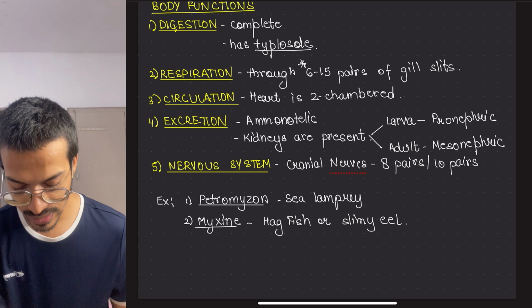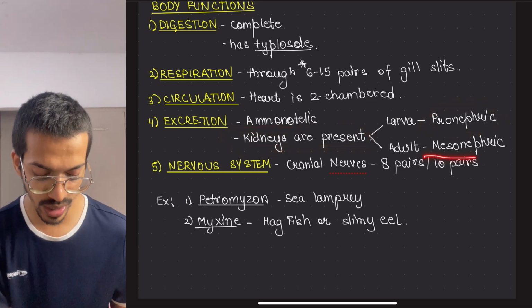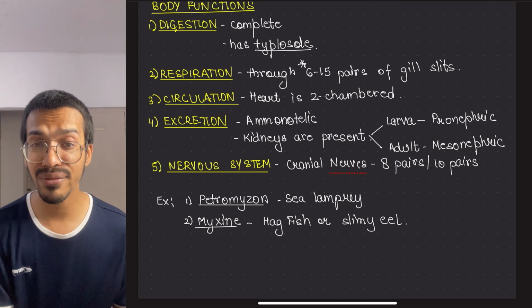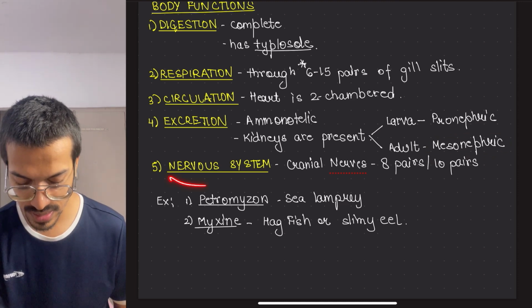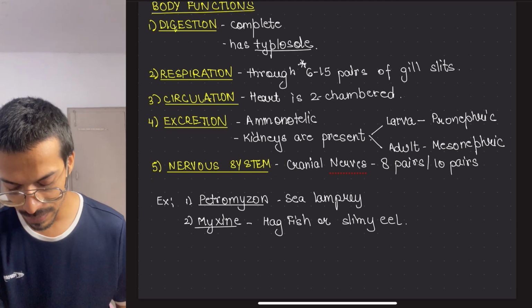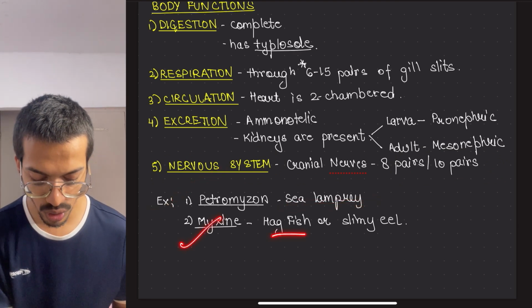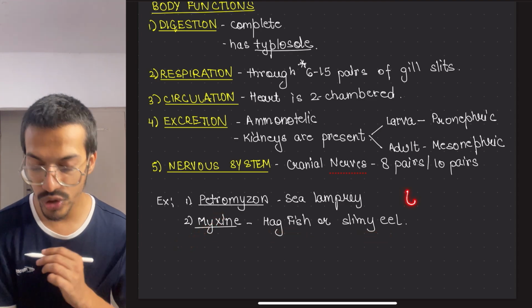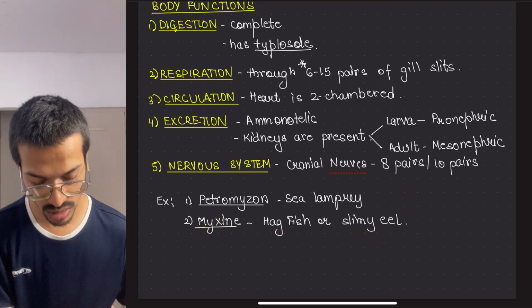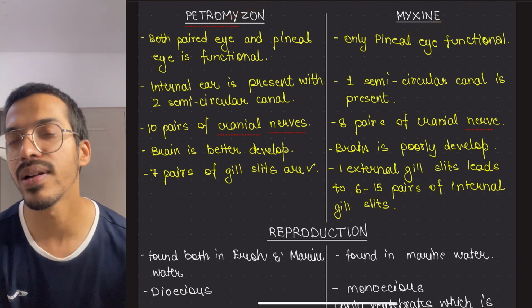Then comes the kidneys: in the larva they are pronephric, in the adult mesonephric. Means adults are what? Advanced, right? Then comes the nervous system. Cranial nerves, 8 pairs or 10 pairs, could be present. Examples are Petromyzon, which is called sea lamprey, and Myxine, which is called hagfish or slimy eel. How these two are different, we have to study. So Petromyzon and Myxine, remember that.